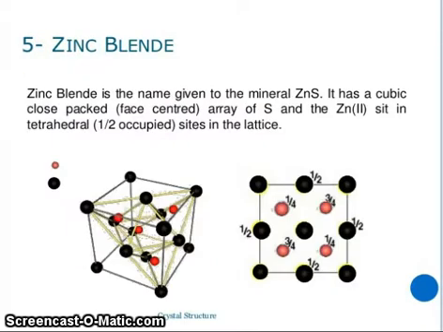So zinc blende is the name given to the mineral zinc sulfide. It has a cubic close packed face centered array of sulfur, and zinc sits in tetrahedral sites in the lattice, half occupied.